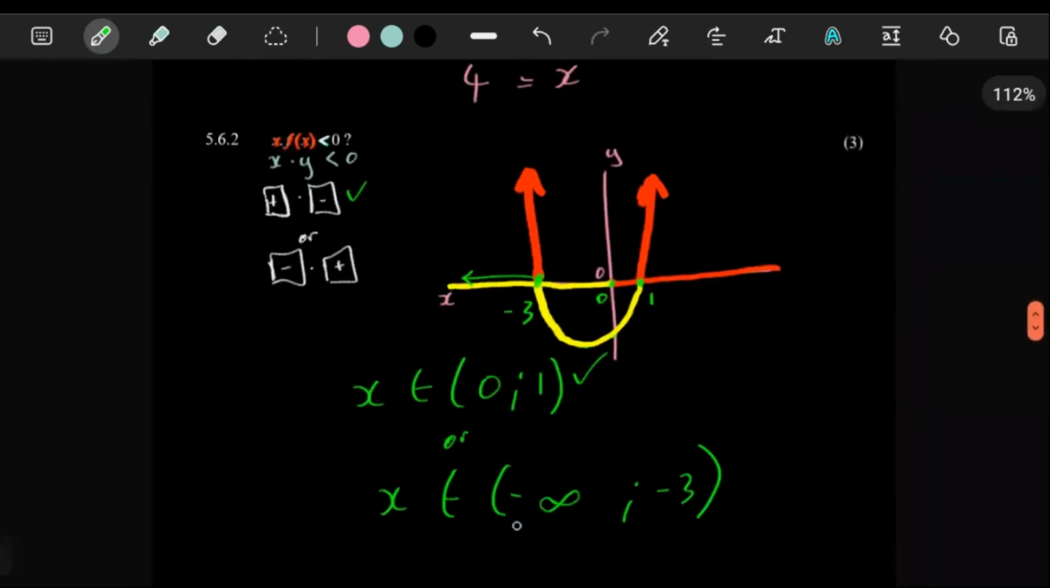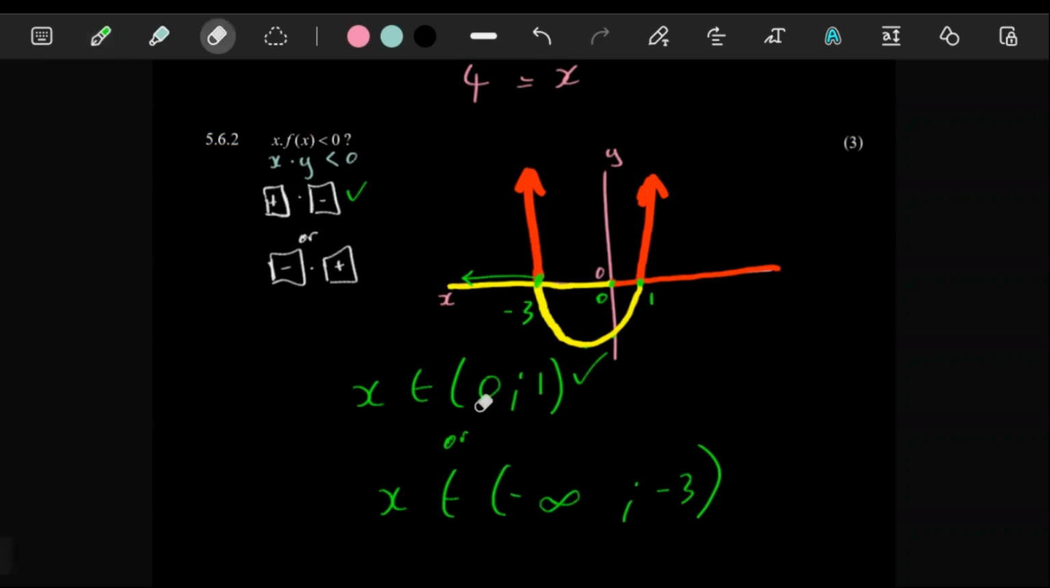Again, infinity will always be not included. Specifically at negative 3, you have a y value of 0 there, so 0 times anything will be a 0. If any of these is a 0, you cannot get a value smaller than 0. That's why we have to not include the negative 3 there. So for this question, for 3 marks, that's what we're going to have to say.